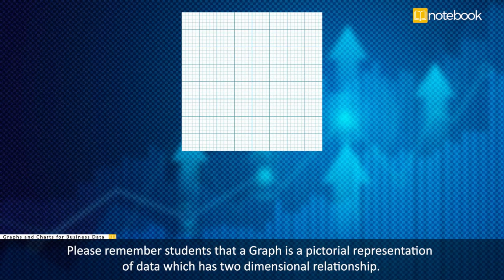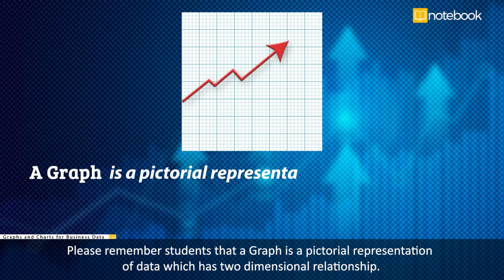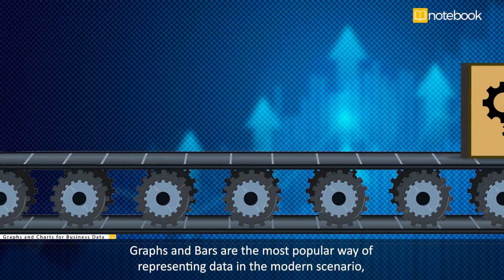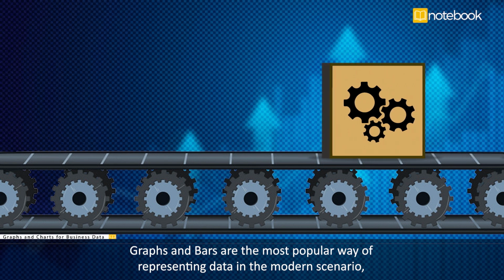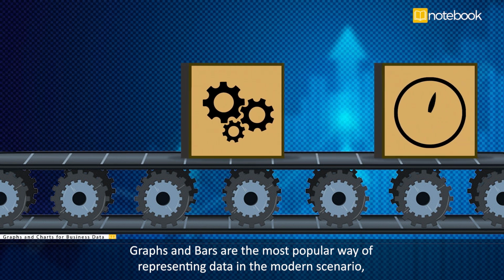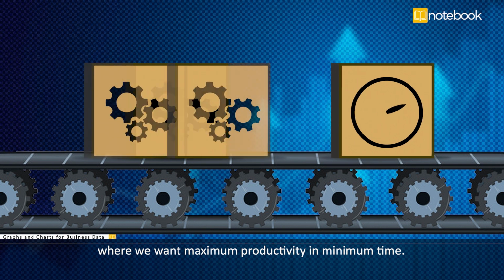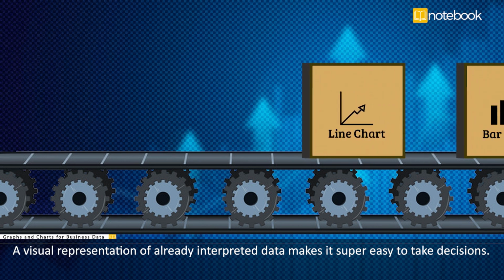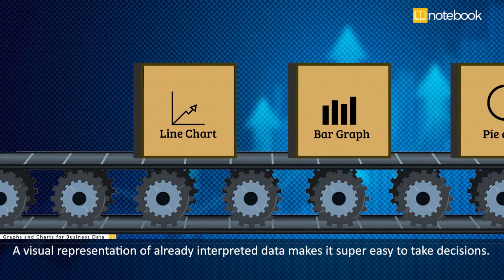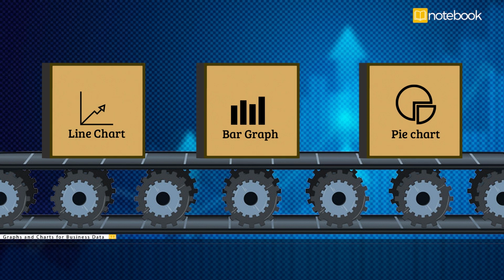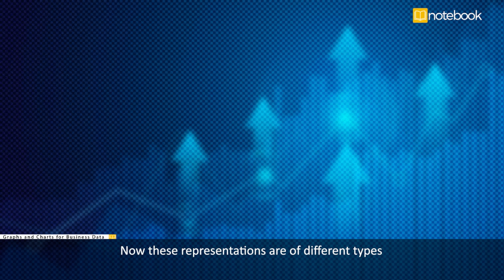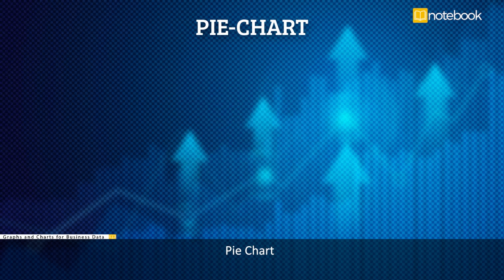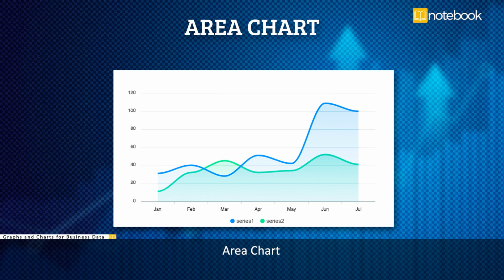Please remember students that a graph is a pictorial representation of data which has two-dimensional relationship. Graphs and bars are the most popular way of representing data in the modern scenario where we want maximum productivity in minimum time. A visual representation of already interpreted data makes it super easy to take decisions. Now, these representations are of different types: bar chart, single line graph, pie chart, area chart.